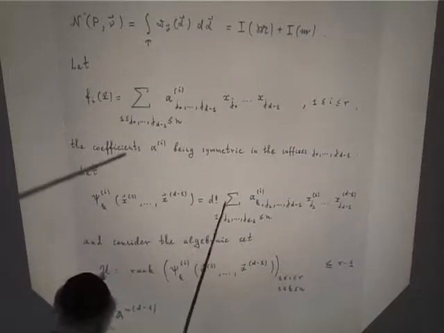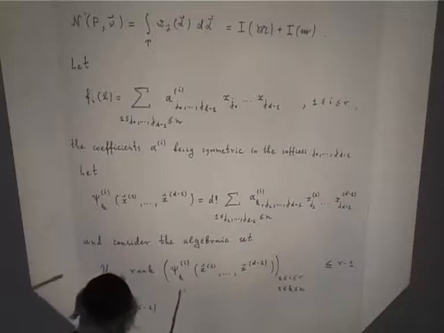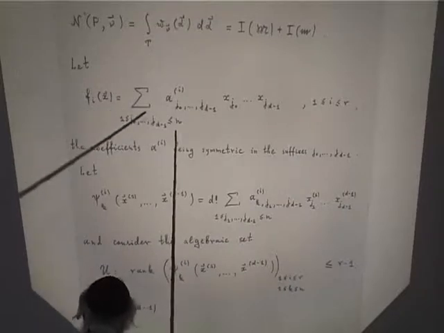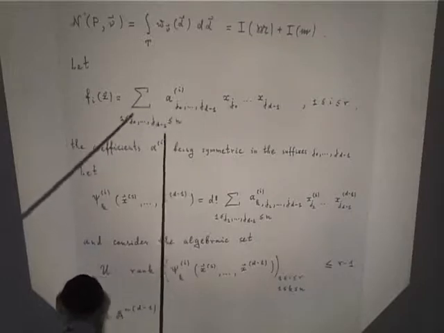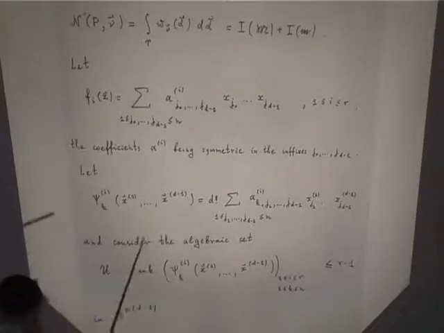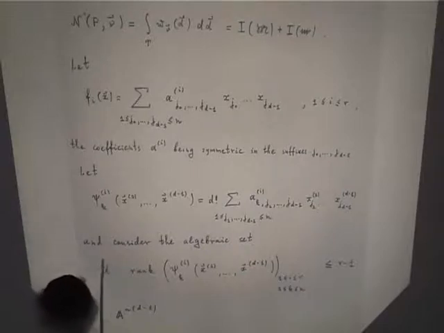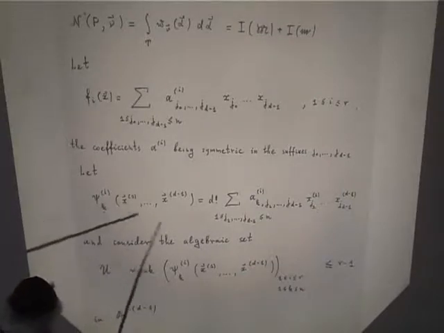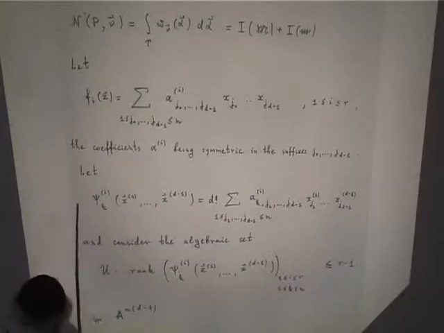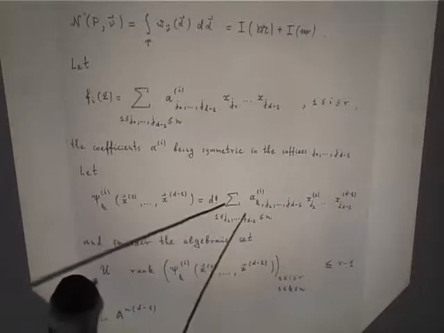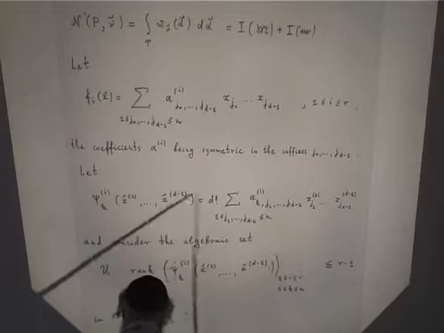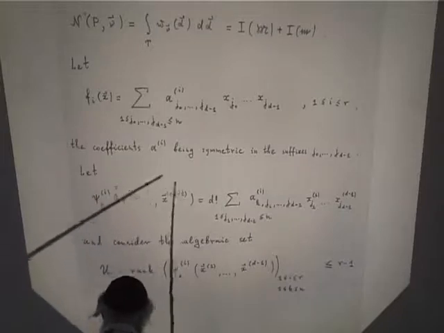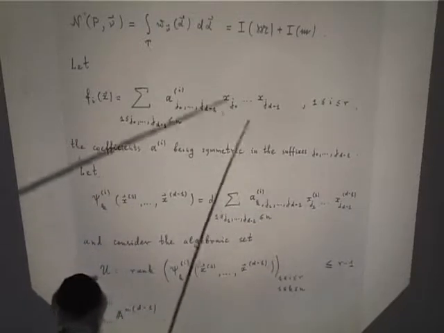assuming that these coefficients are symmetric in the suffixes. And you see I wrote here, following Birch's notation, j sub 0, because this first index is treated in a special way. One defines a multilinear form, psi sub k,i, by replacing this first index by k and summing over the other indices, and here there are n different variables.